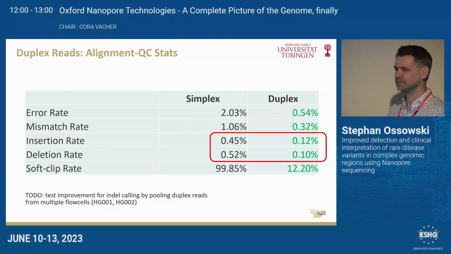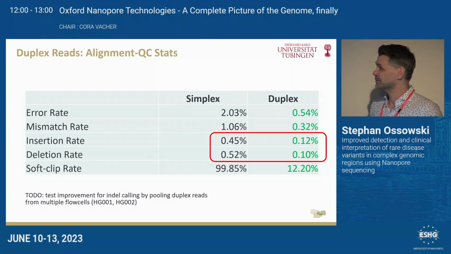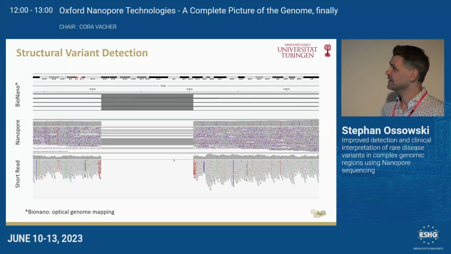In the next step, we will pool across all the 4 centers. We have 8 flow cells of HG001, and with that, we will get at least 30x duplex coverage and can then report, hopefully in a later talk, if that worked out for us.